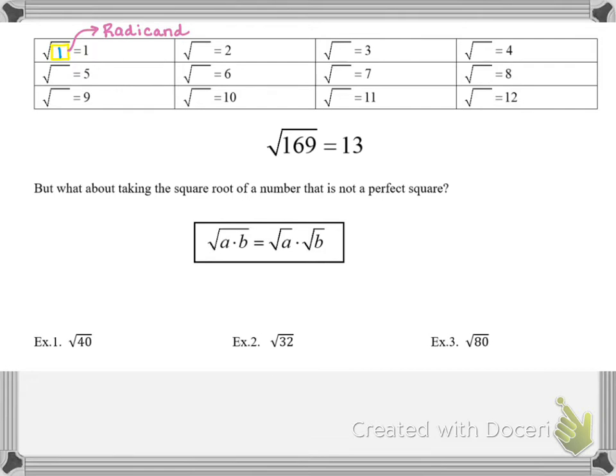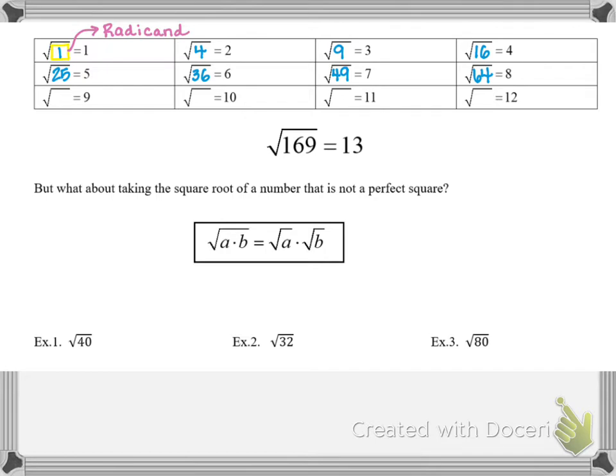In the next example, I need to take the square root of 4 in order to produce an answer of 2. In the next example, I need to take the square root of 9 in order to produce the answer of 3. And I need to take the square root of 16 in order to produce the answer of 4. So you can see that we're looking for the number that fills the spot of the radicand. So in the next row, I have the square root of 25, and that would equal 5. Then the square root of 36 equals 6. The square root of 49 equals 7. And the square root of 64 equals 8.